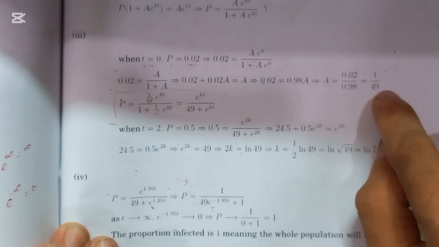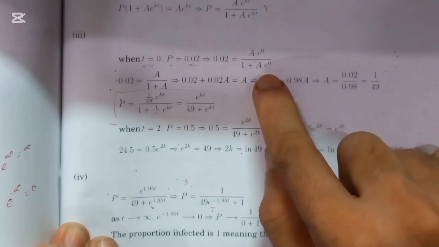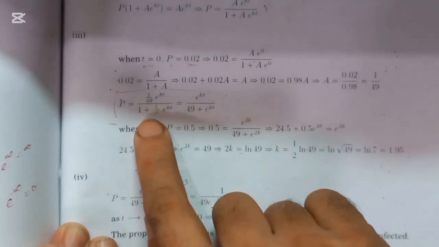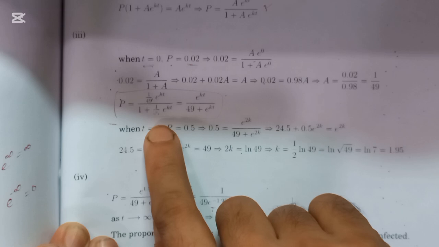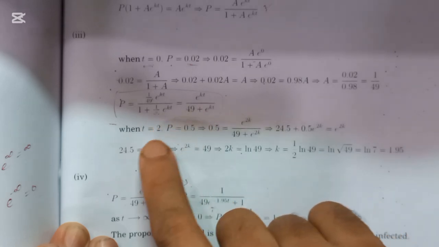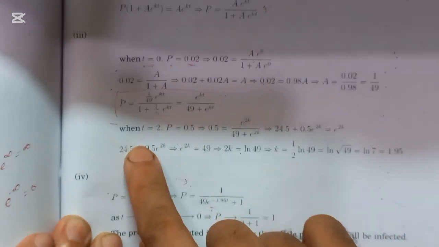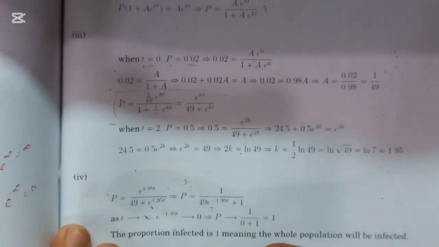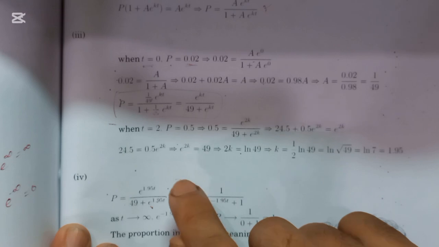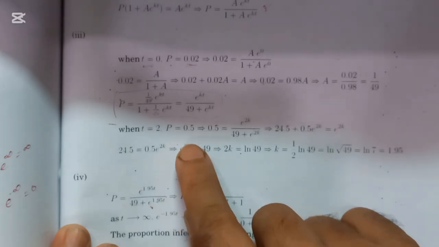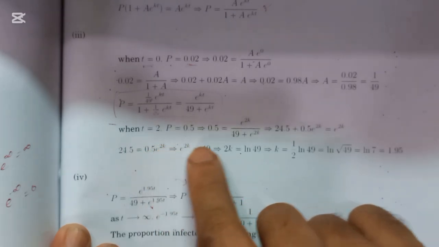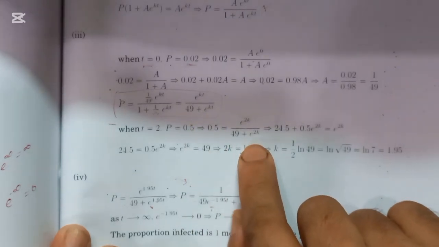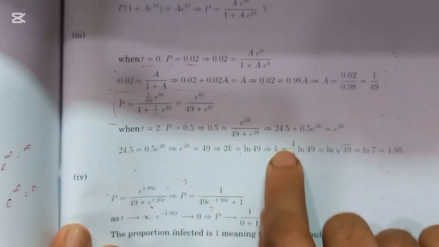Okay, put this value of 1 by 49 into the equation. So after putting the value of a that you have found into the equation, this will become the shape of the equation. Okay, now the second set of the values, that is t is equal to 2 and p is equal to 0.5. In this statement it was given that after 2 years half of the population was infected, so p is equal to 0.5 and t is equal to 2 will be put into this equation now. So after putting into the equation you will get the equation of this form.